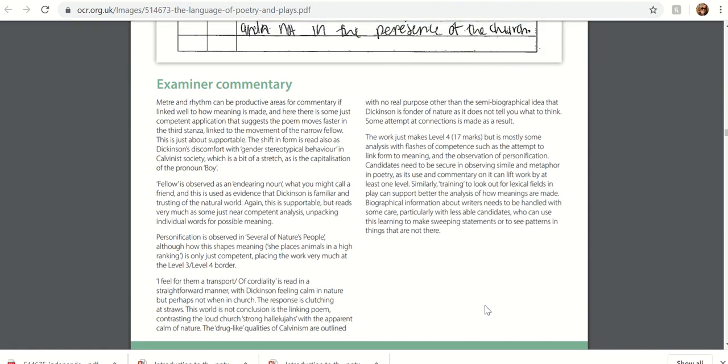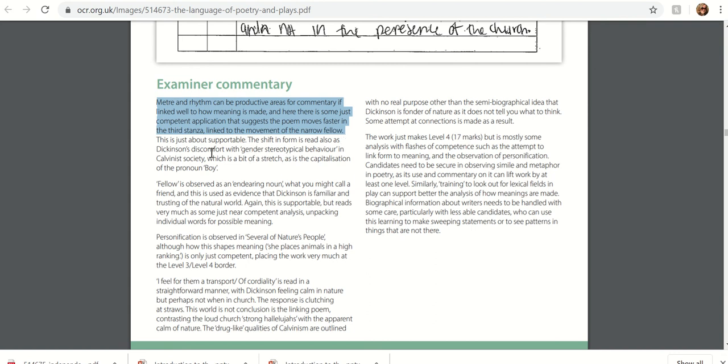Metre and rhythm can be productive areas for commentary if linked well to how meaning is made. And here there is some just competent application that suggests the poem moves faster in the third stanza, linked to the movement of the narrow fellow. Okay? Yep, this is what it does. Makes it go faster, like the snake goes faster. This is just about supportable.